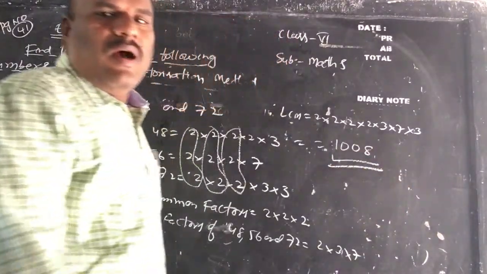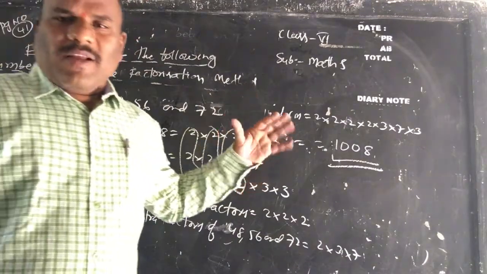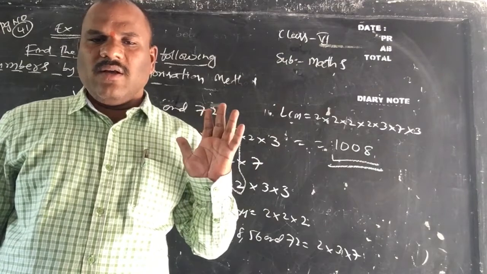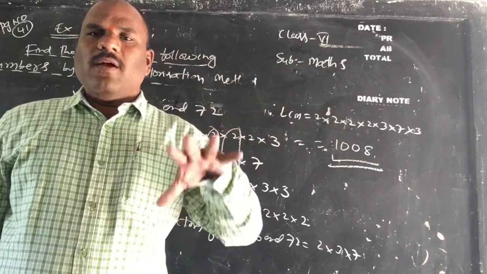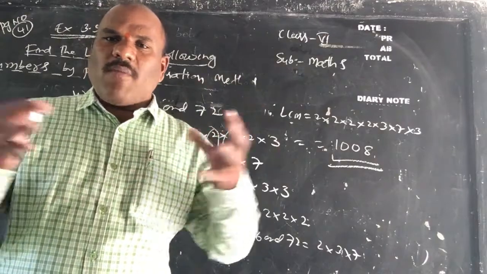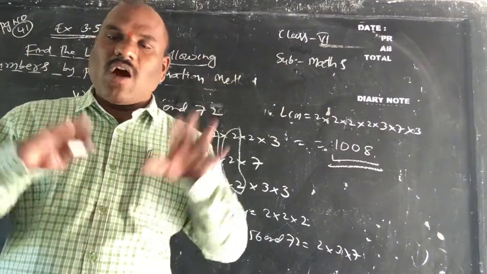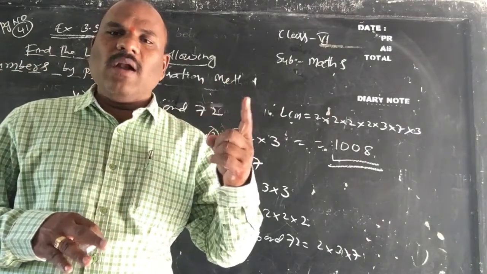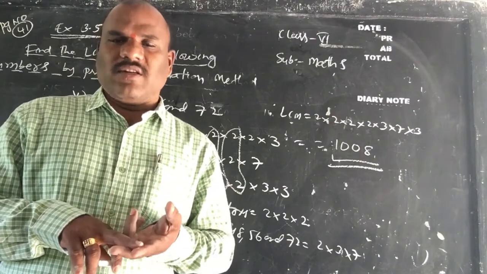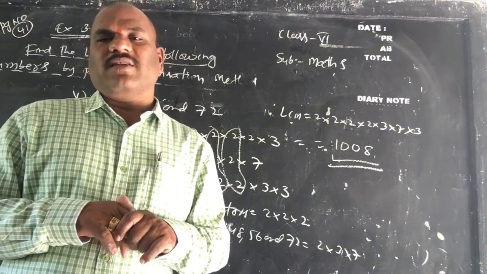1008 is the answer. So this is the method by which we can find the LCM by the prime factorization method, children. First of all we have to write the prime factors of each given number, then find the common factors among the numbers, and then the extra factors which are not common. Then the LCM equals the product of common factors and the product of extra factors. This is the way of finding LCM by the prime factorization method, children.